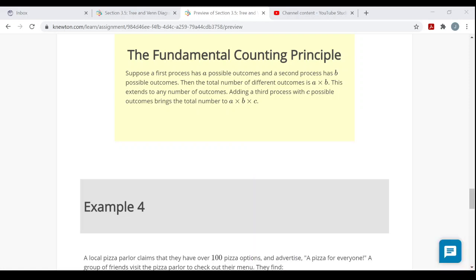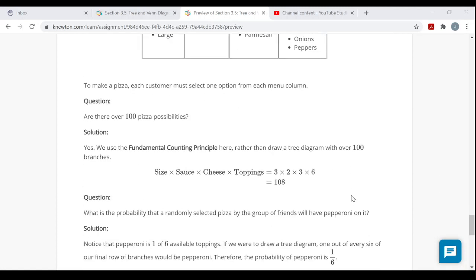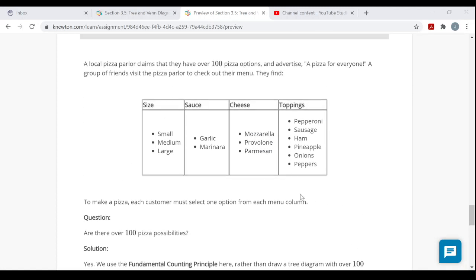All right, so they give another example here. Now this is one where I definitely would not do a tree diagram. Now they might draw one. No, they don't. Yeah, because I'm making four choices. They're making a pizza, and to make a pizza, each customer must select one. Again, it's only when you're making one selection each. And like I said, we'll talk about what if I have to select more, or what if I could select none.